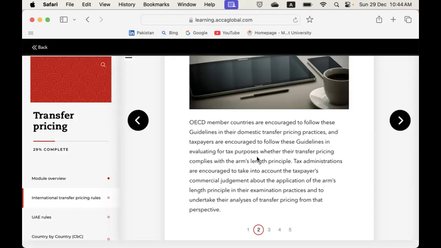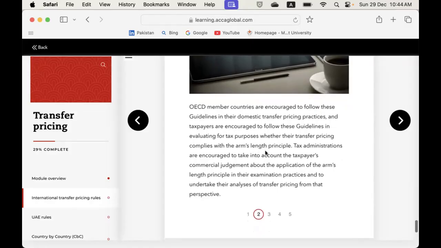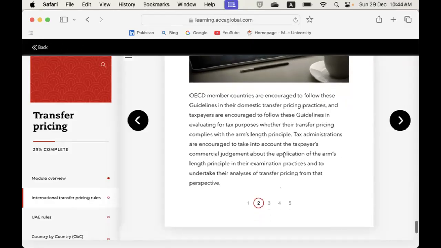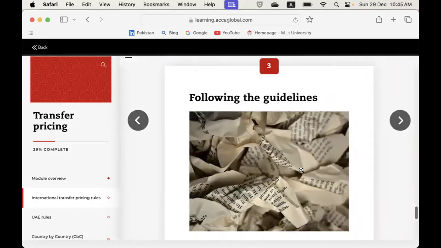But in simpler words, for a group of companies, all of them incorporated in the UAE, there can be transfer prices amongst the subsidiaries, and naturally transfer pricing rules and regulations would apply. Taxpayers are encouraged to follow these guidelines in domestic transfer pricing, whether transfer pricing complies with the arm's length principle. Administrations are encouraged to take into account taxpayers' commercial judgment about the application of the arm's length principle in their examination practice and to undertake their analysis of transfer pricing from that perspective.